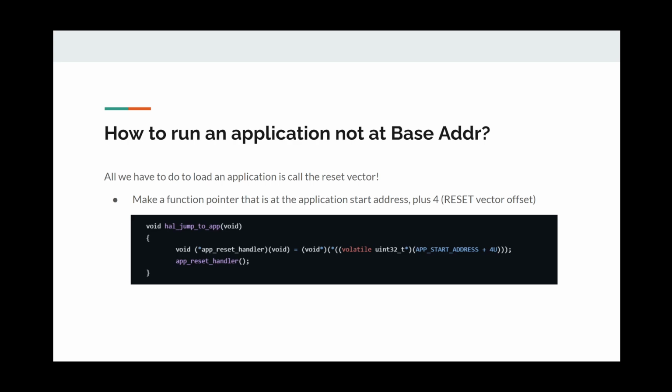Does the general concept make sense? Like going from this thing saying, okay, we have this magical function in each application called the reset vector that we can call, and just saying, okay, we can just call that in our code arbitrarily.